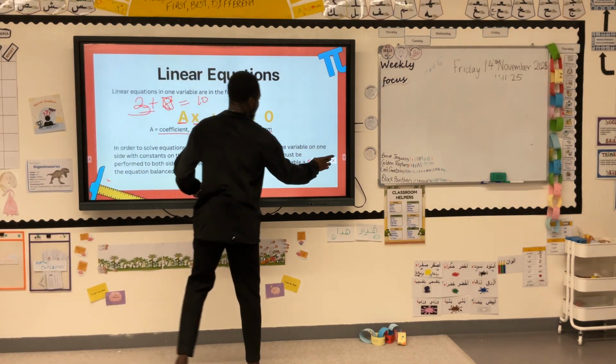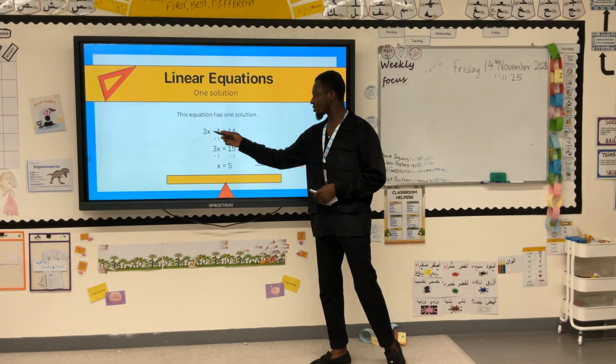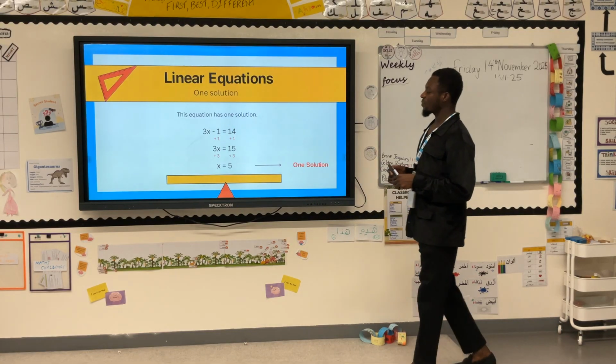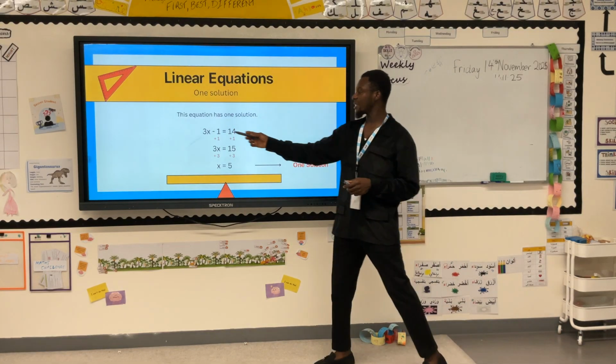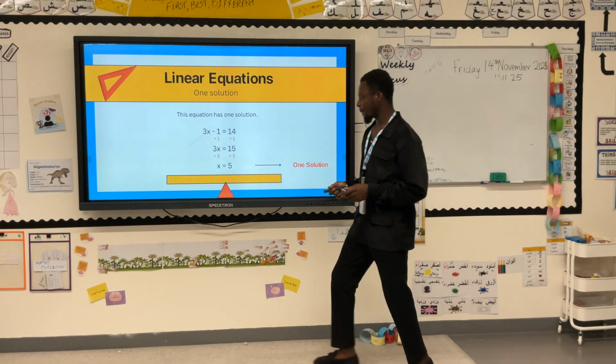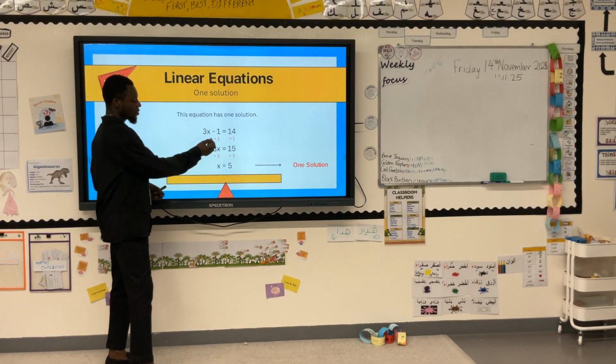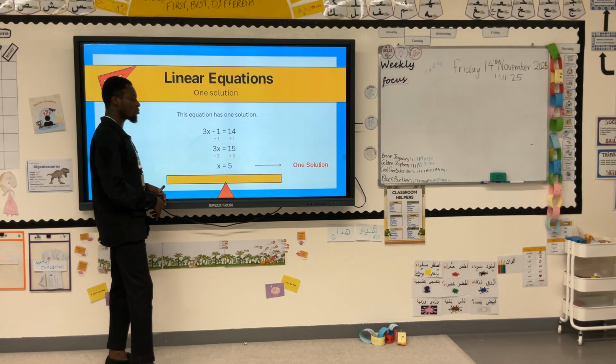Alright, so let's look at this example. This equation has one solution. That means we are going only one step to find a solution. 3x minus 1 equals 14. Now, to make 3x stand alone, we add plus 1 to both sides.